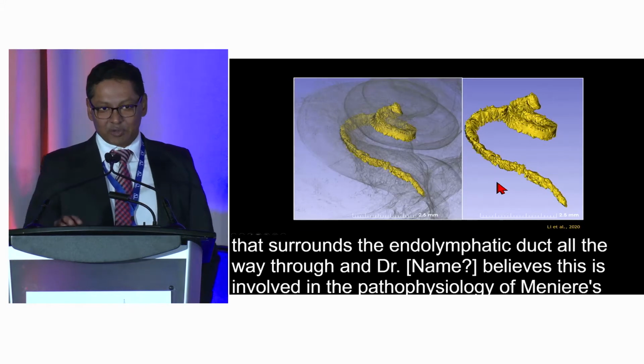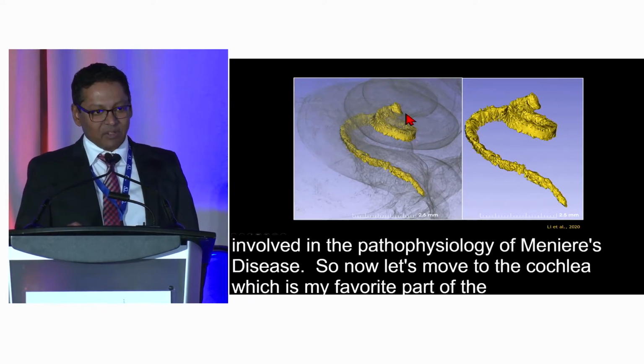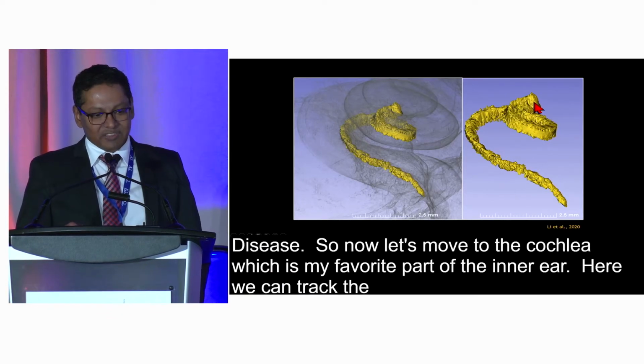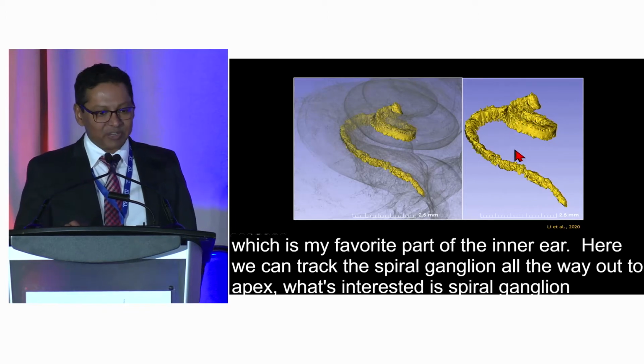So now let's move to the cochlea, which is my favorite part of the inner ear. Here we can track the spiral ganglion all the way out to the apex. And what's interesting is the spiral ganglion ends in this little terminal bulb, and that'll become important in just a minute.